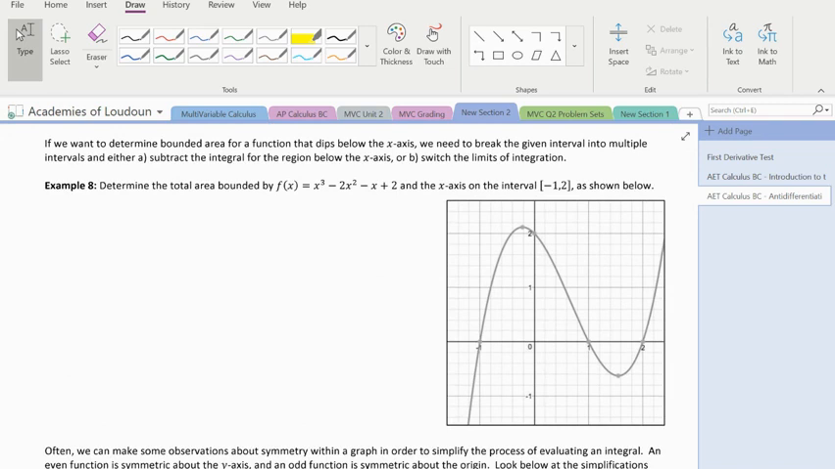So, if you want to determine the bounded area for a function that dips below the x-axis, we need to be able to break the given interval into multiple intervals and either subtract the integral for the region below, or switch our limits of integration. So if we have this function that we're integrating from -1 to 2, I know that the area above the x-axis is going to be positive, while the area below the x-axis is going to be negative.